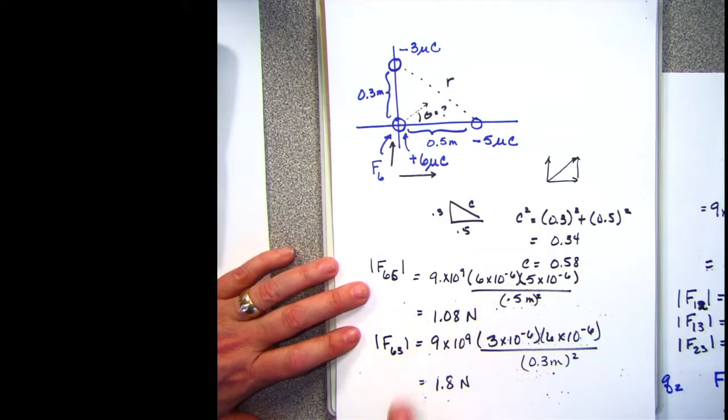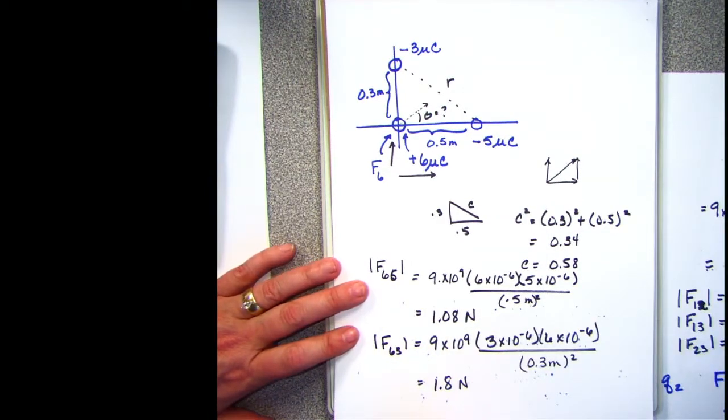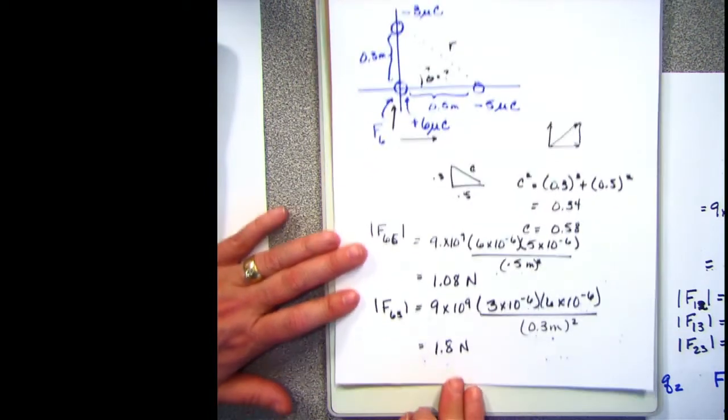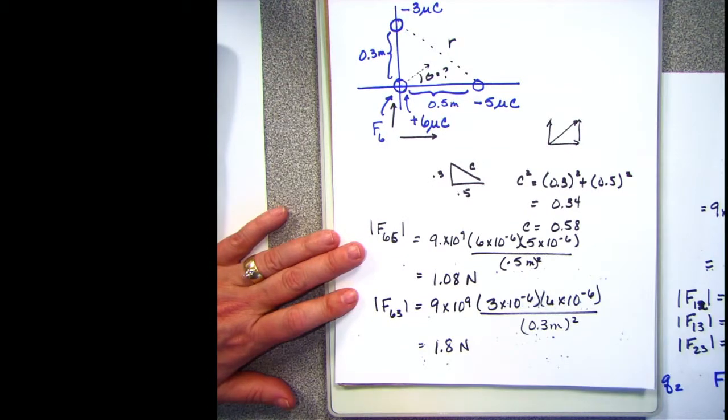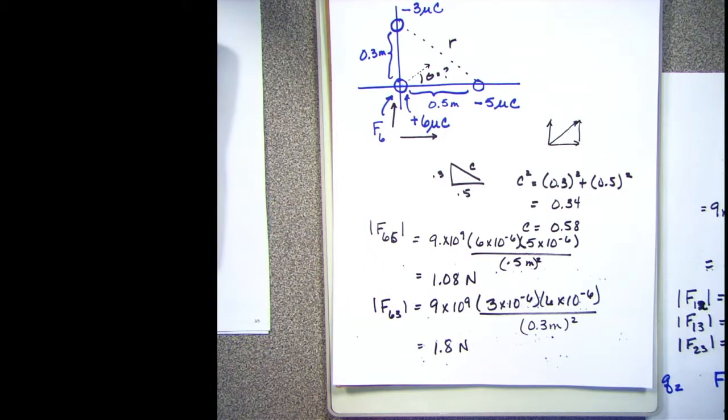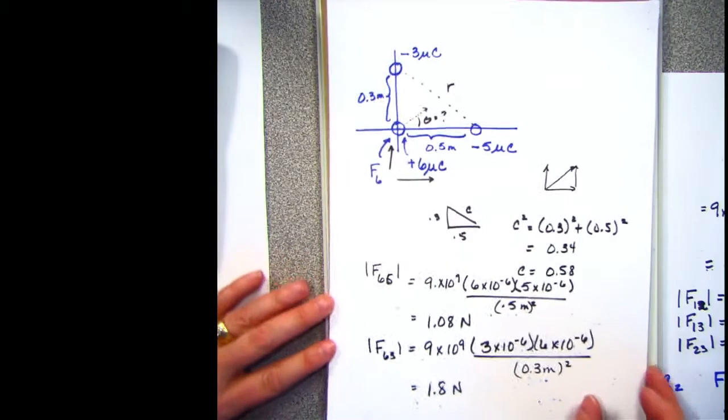All right. Because of how I set, you got a question? On the 3 times 10 to the negative 6, would that not be negative 3? I'm doing magnitude, so I don't have to worry about positives and negatives just yet. Okay? I'm doing magnitude. So now let's look at this.